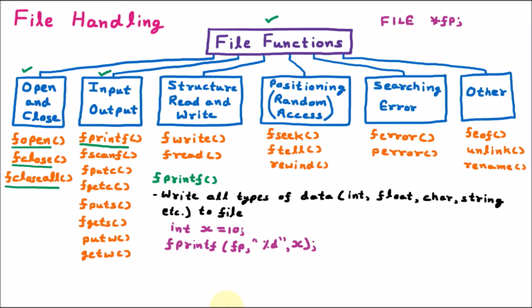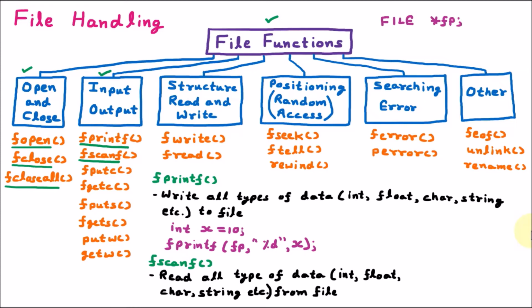The next function is fscanf. This function is used for reading all types of data, such as int, float, char, string from the file. Let us suppose that we have an integer variable y. So we can say int y, that means y is of integer type. Here we want to take data from the file that is of integer type. So we say fscanf. That means we are going to read the file.